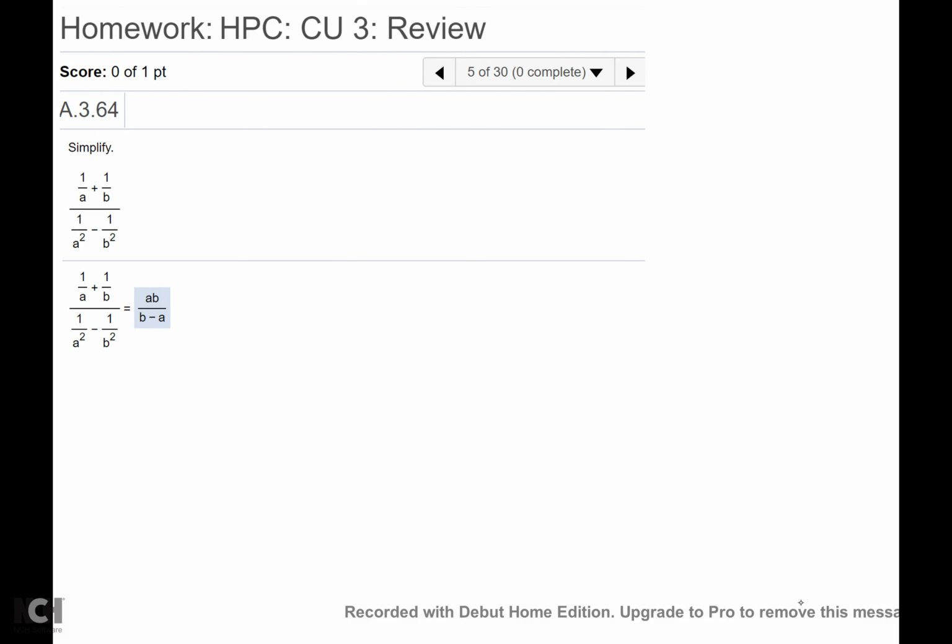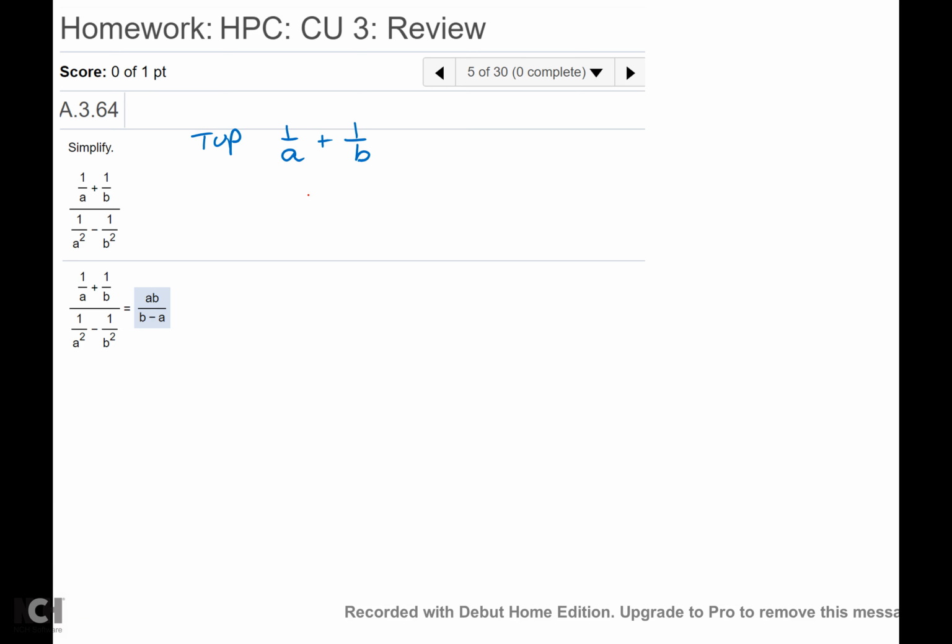Okay, so now we have what we call a complex fraction, where we have to simplify the top, simplify the bottom, and then we can keep change flip. I can't keep change flip yet because we have a sum of fractions on the top and a difference of fractions on the bottom. So if we do the top and the bottom separately, on top, I have 1 over a plus 1 over b.